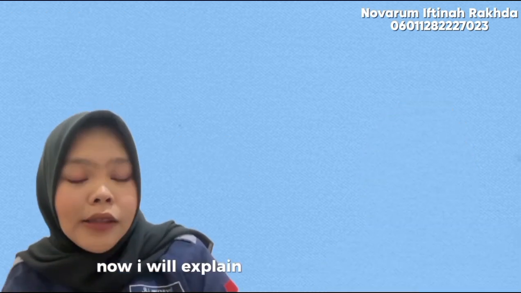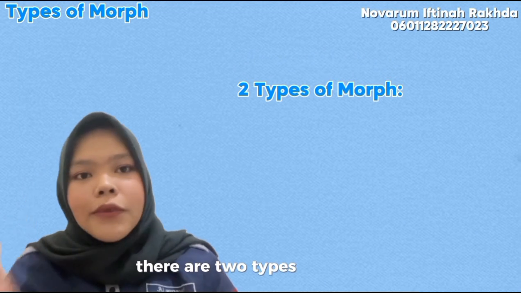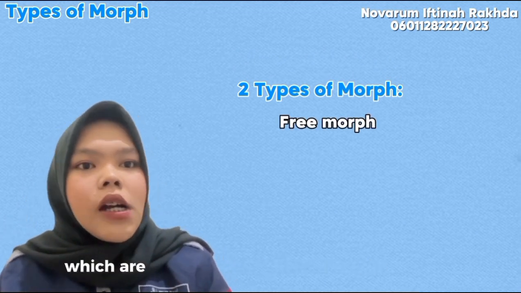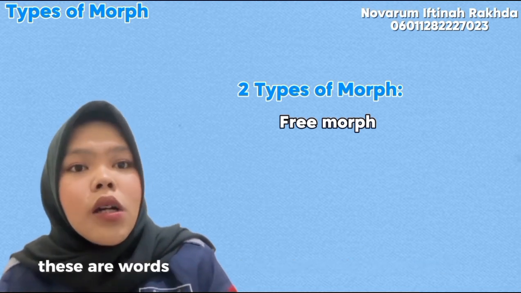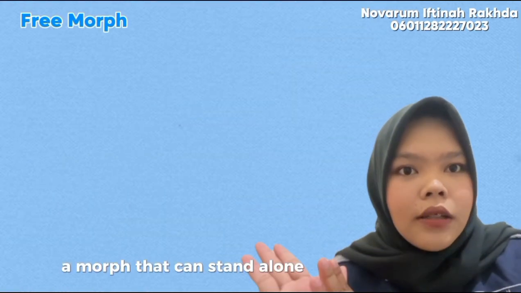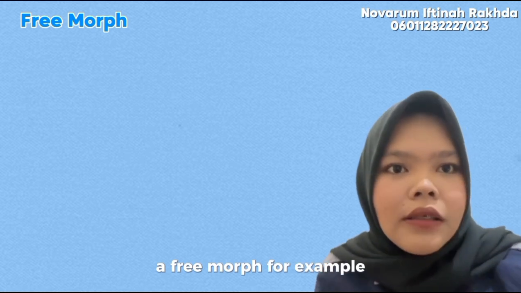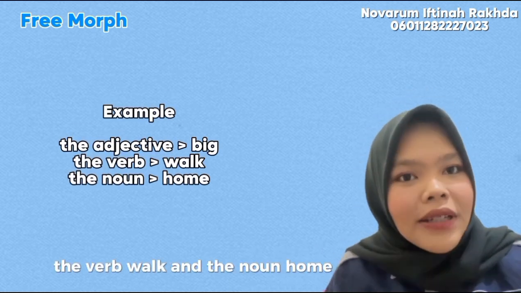Now, I will explain about types of morphs. There are two types of morphs. The first one is free morphs, which are morphs that can stand alone as words. These are words we already know like run, book, or sun. A morph that can stand alone as a word is called a free morph. For example, the adjective big, the verb walk, and the noun home are free morphs.